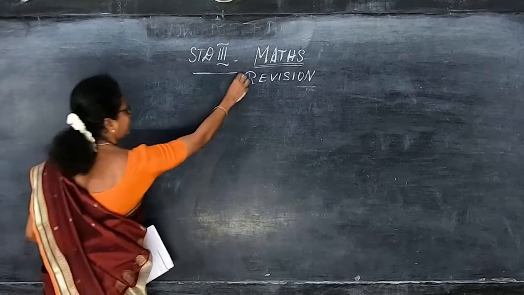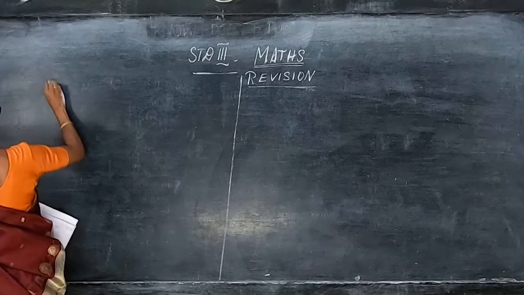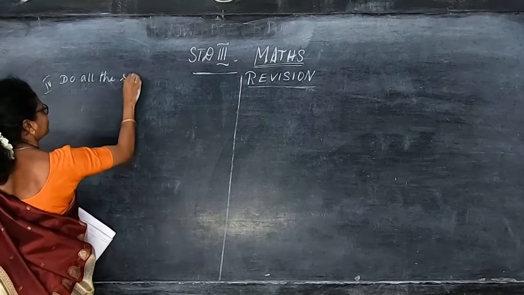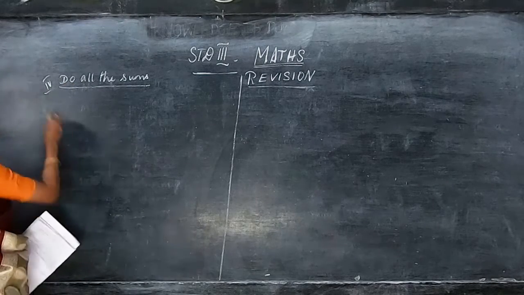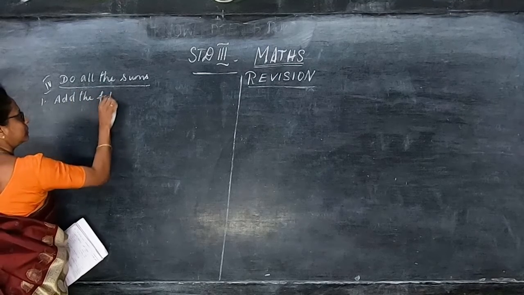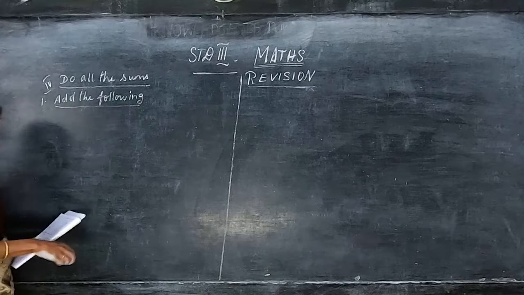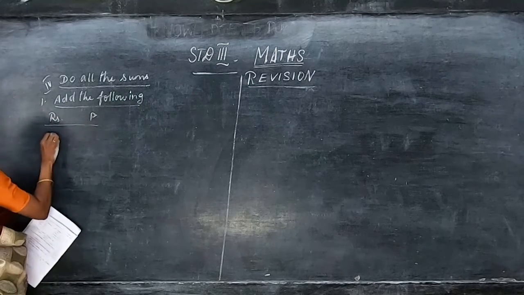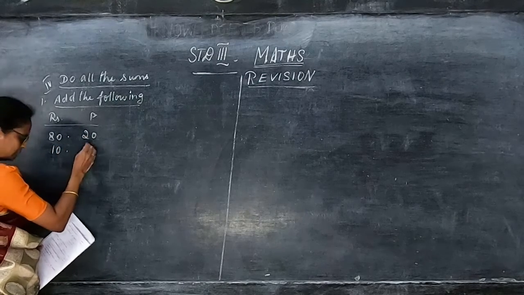Now we are moving to the 4th Roman letter. Do all the sums. Add the following. First one is add the following. Yeah, rupees and paise. Okay. So 80 rupees, 20 paise and 10 rupees, 10 paise.